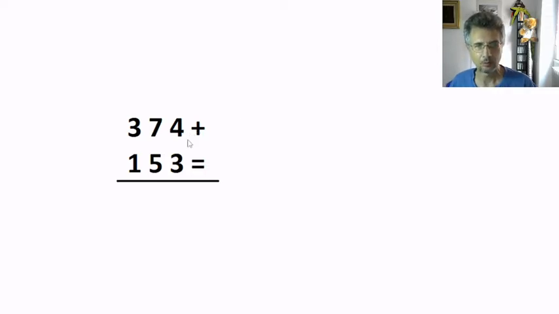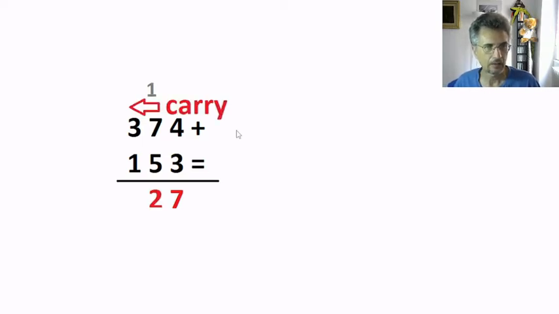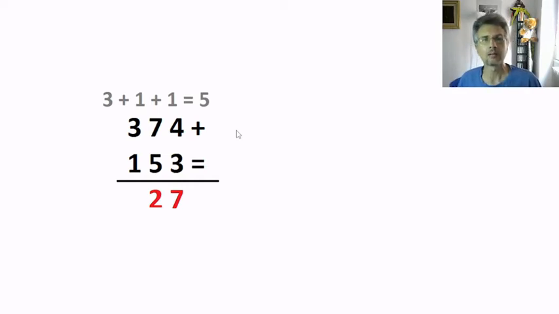Here we have 4 plus 3, which of course makes 7. And then we have to add the tens, and here we have 7 plus 5, which makes 12. And of course, we cannot write down 12 here. We have to write 2, and the 1 is a carry. This carry has to be added to the hundreds. So now we add up 3 plus 1 plus 1 carry, which makes 5. And this is the final result.